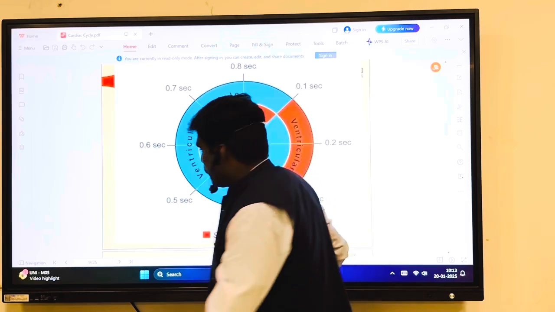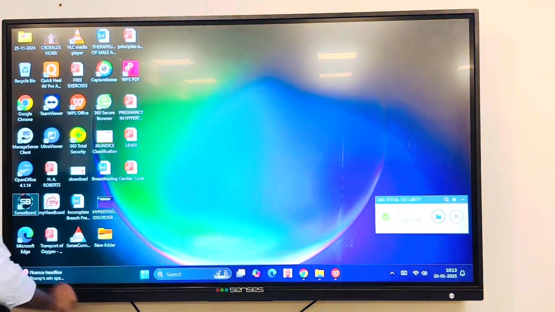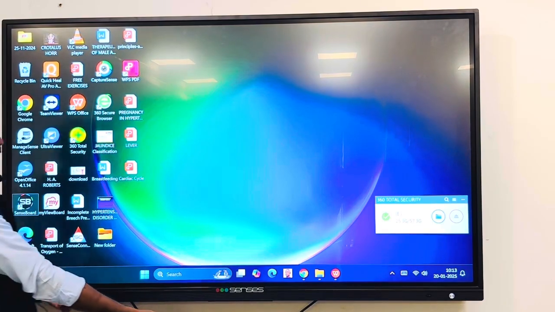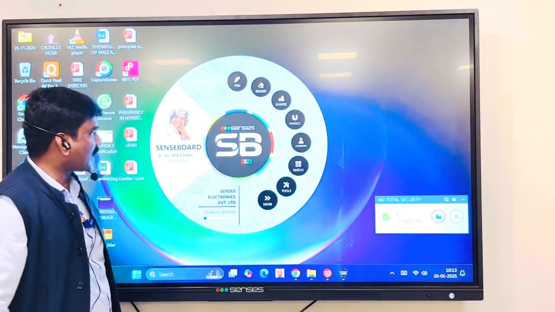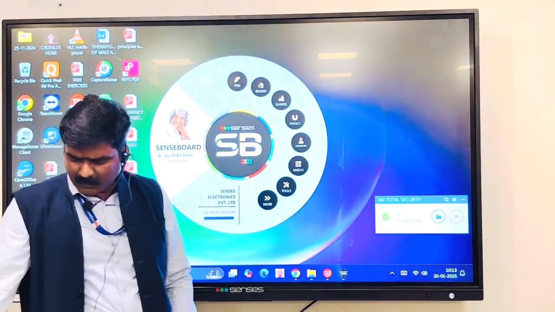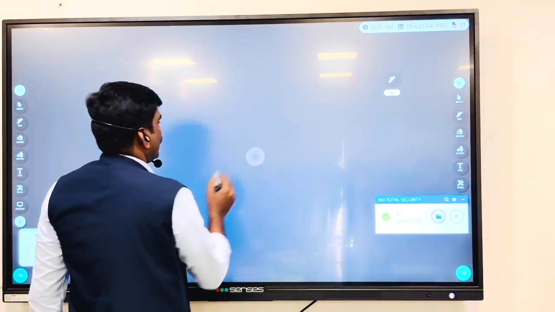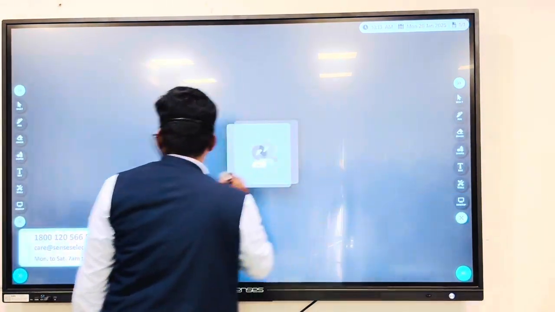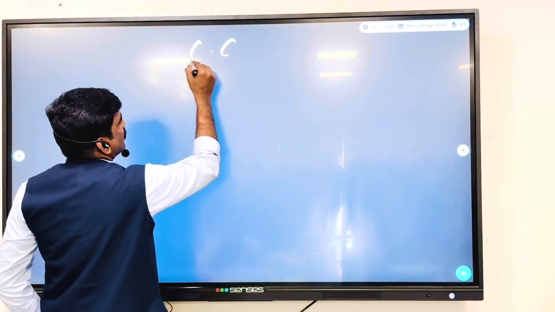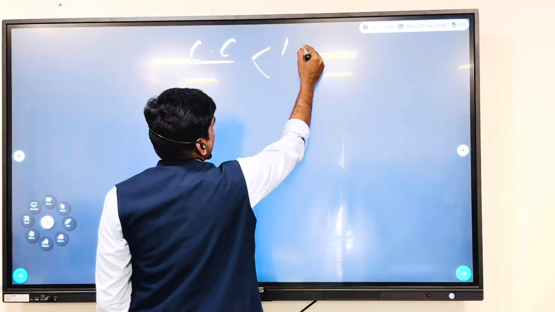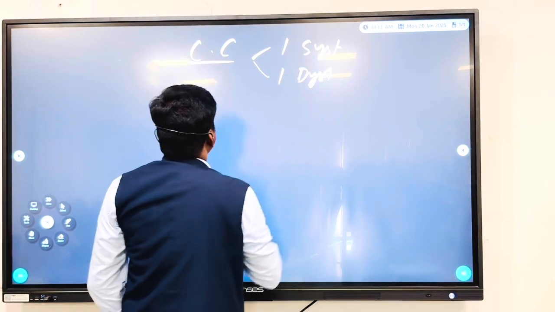Okay. So now coming to atrial systole, that is atrial contraction. We are going to discuss what are the things happening during atrial systole. So cardiac cycle is equal to one systole and one diastole, right?